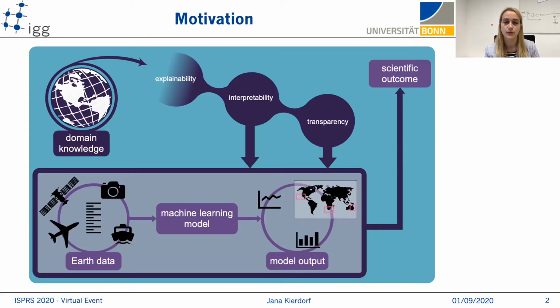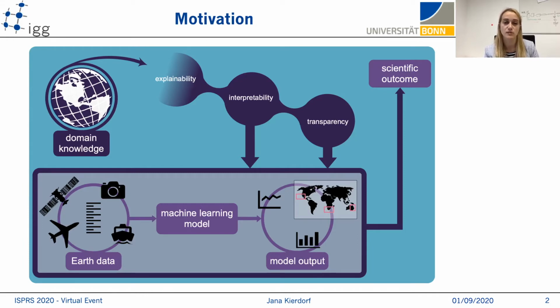I want to start with the motivation for why to use explainable and interpretable machine learning in sciences in general. In this figure, you can see the basic machine learning pipeline. We take any kind of geodata, find a suitable machine learning model, and as a result, get our model output. Now, it's often difficult to explain or interpret the results scientifically to get a scientific outcome.